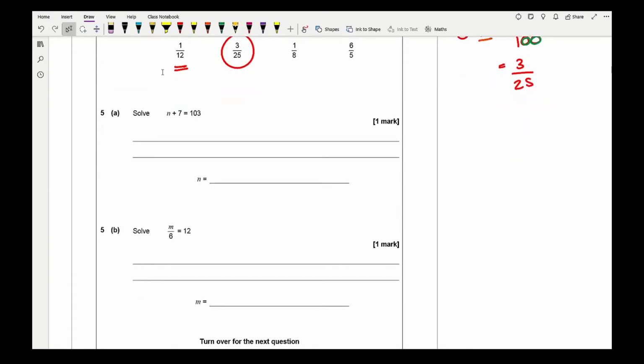For question 5a, I've got n plus 7. I'll get n by itself, so I need to get rid of the 7. So I take away 7. So I've got 103 take away 7, which gives me 96. And then for b, the opposite of dividing by 6 is to times by 6. And so 12 times 6 is 72.